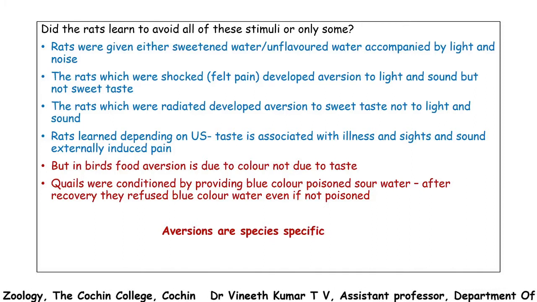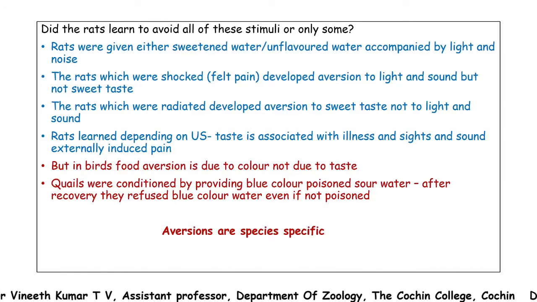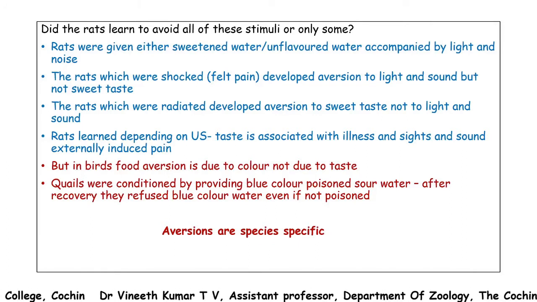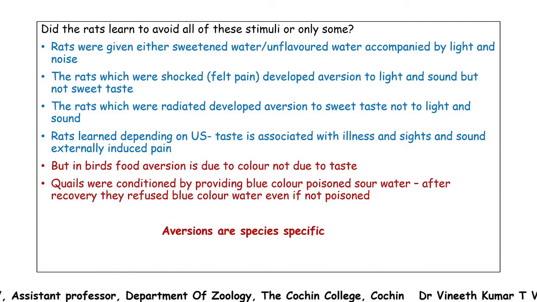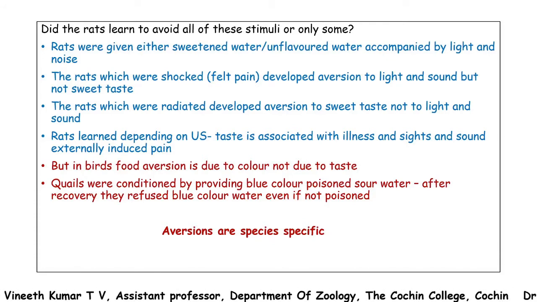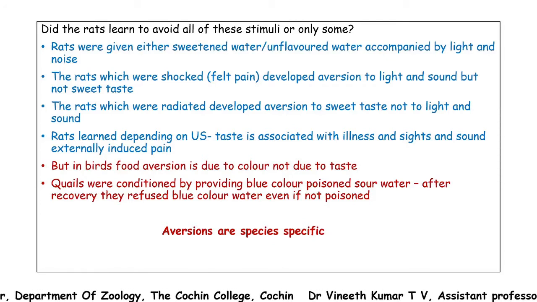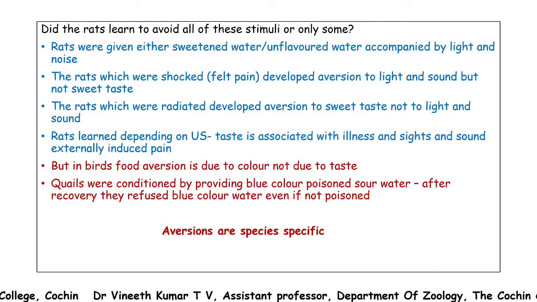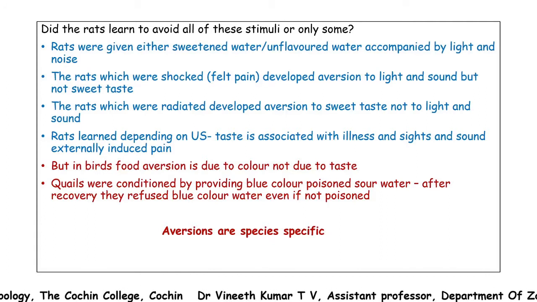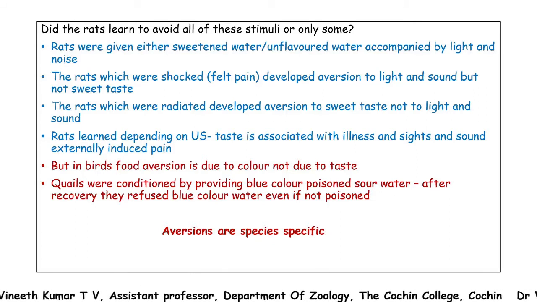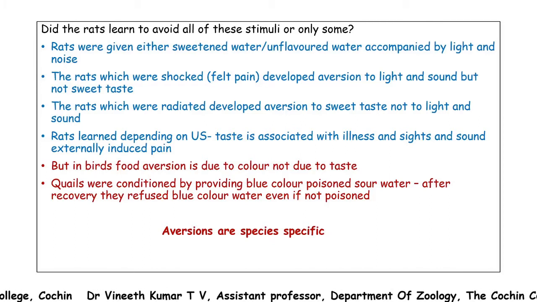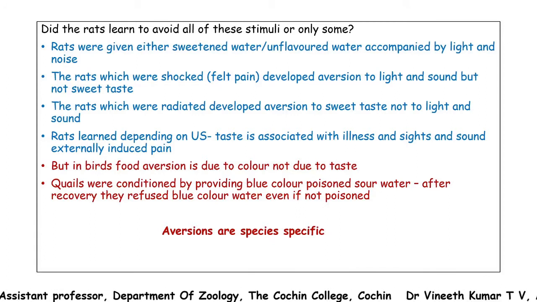And when you come to birds, birds also show food aversion, but it is of a different type. Here in birds, the food aversion is due to the color and not due to the taste. In an example with quails, the quails were conditioned by providing blue colored poisoned sour water, and after their recovery, they refused to drink the blue colored water even if it was not poisoned.